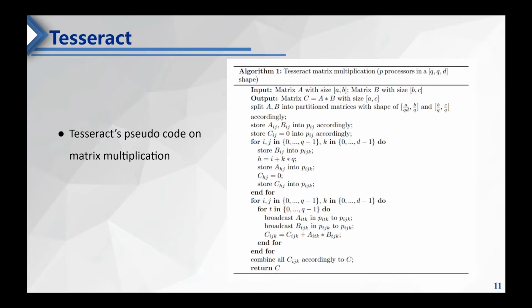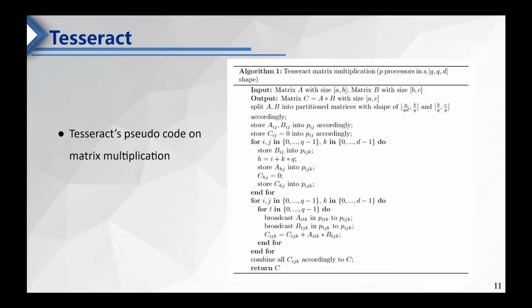In the algorithm, Tesseract's matrix multiplication takes input matrix A with a size of AB and matrix B with size BC, and the supposed output is matrix C with the shape of AC.